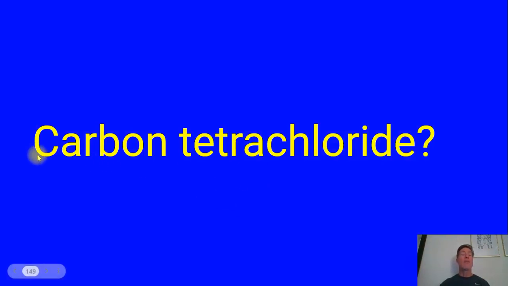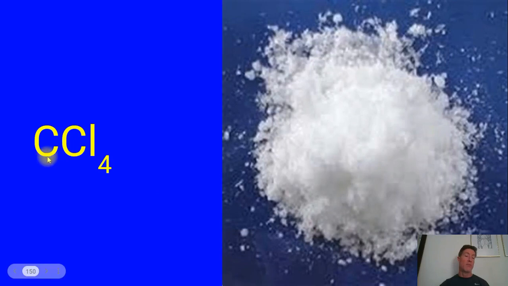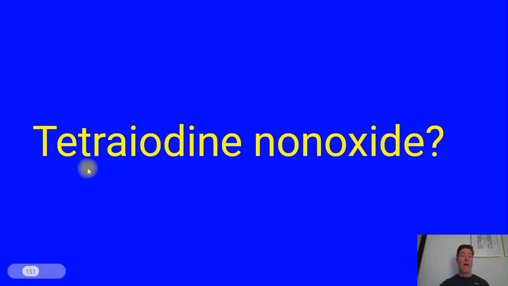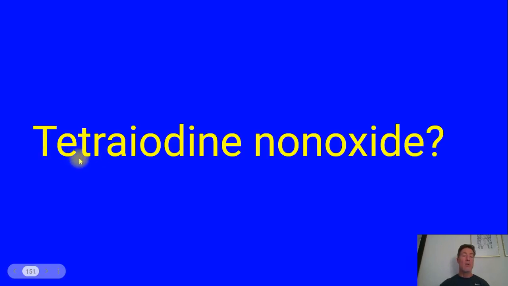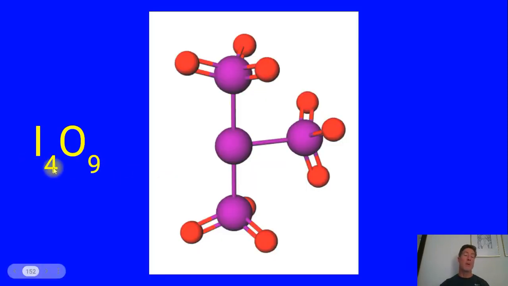Okay, how would we write the formula for carbon tetrachloride? Well, that's 1 carbon and tetra, 4 chlorides. So we write carbon and 4 subscript chlorides. How about tetra, 4 iodine, and non, that means 9, oxygen? Well, I4, O9. So you can see that the subscripts here correspond to the prefixes. The prefixes give us the subscripts. And if we're going backwards, then the subscripts give us the prefixes. This would be tetra, iodine, non-oxide.